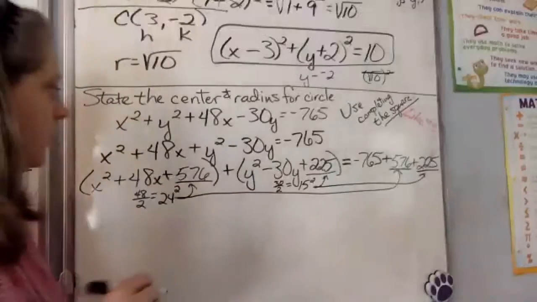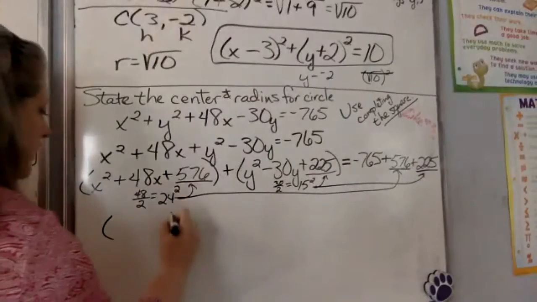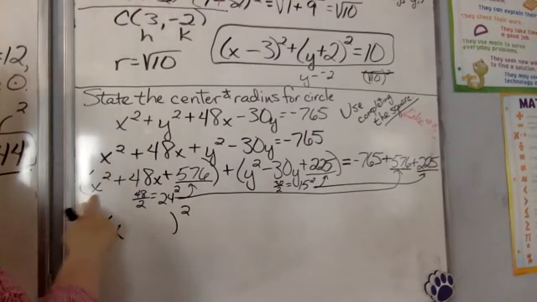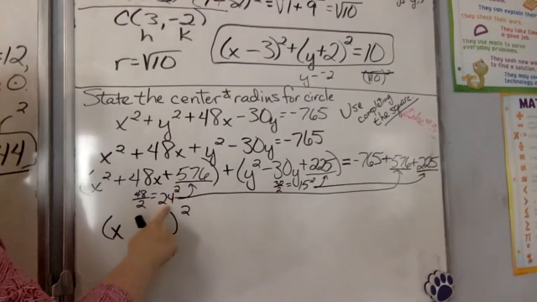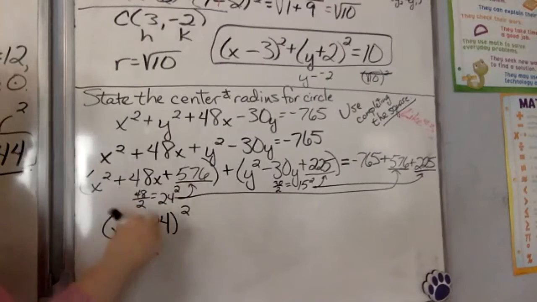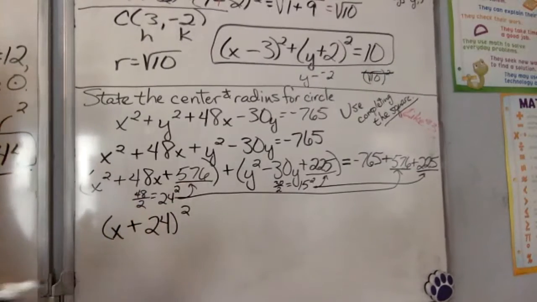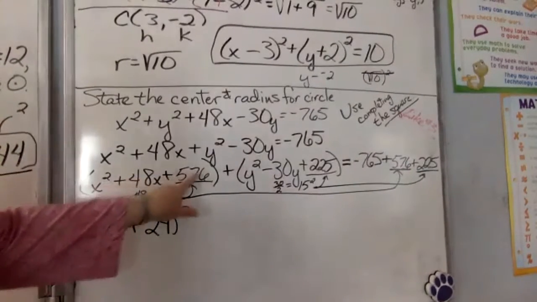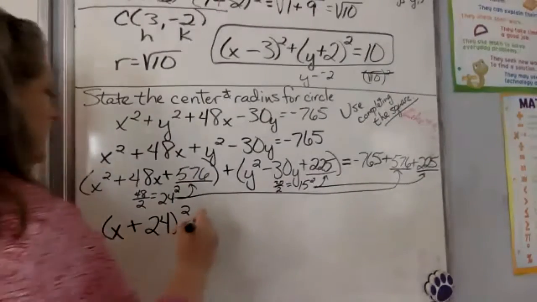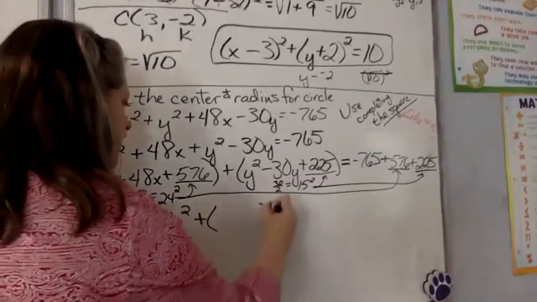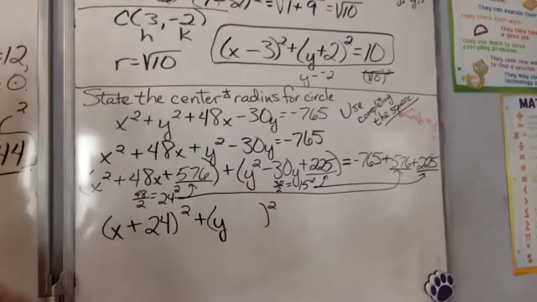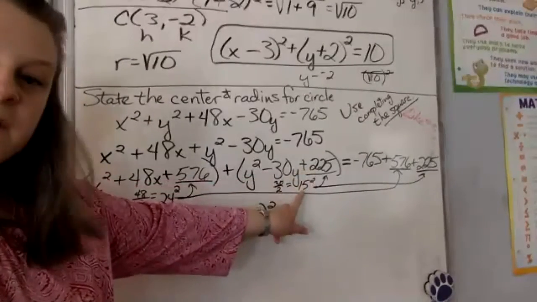So for this, I have parentheses squared. X times x is x squared, and then this was 24 times 24, and then the sign was a plus, so it's a plus sign in the parentheses. So this factors to x plus 24 squared. I've got to do the same thing for the y's. For y squared, I know that's y times y. For 225, that was 15 squared.